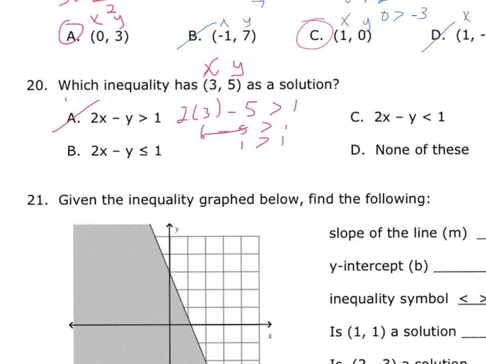So we will check the next one. So 2x minus y is less than or equal to 1. We're going to substitute those values in, the 3 and the 5 as well. So 2 times 3 minus 5 is less than or equal to 1. 2 times 3 is 6. 6 minus 5 is 1. And 1 is not less than 1, but it is equal to 1. So this is a true statement. So B works.